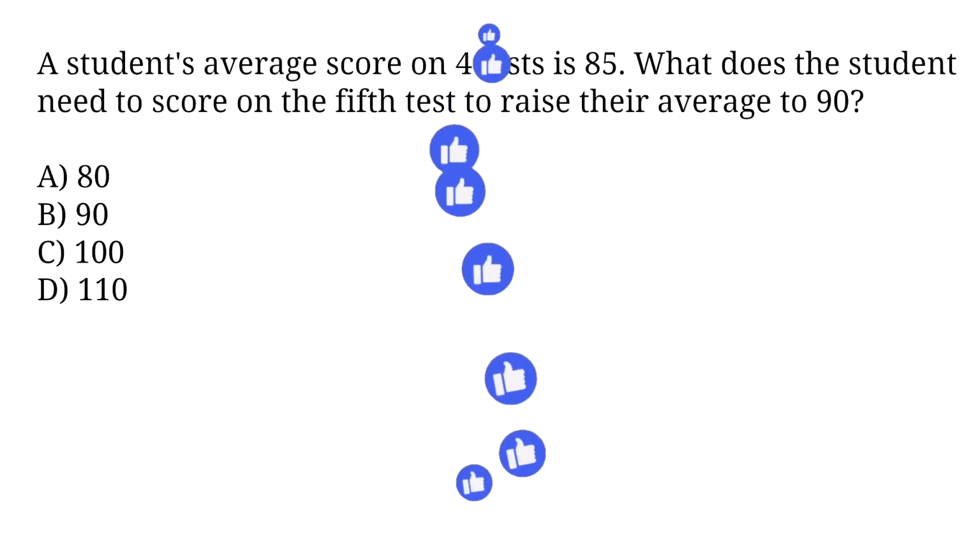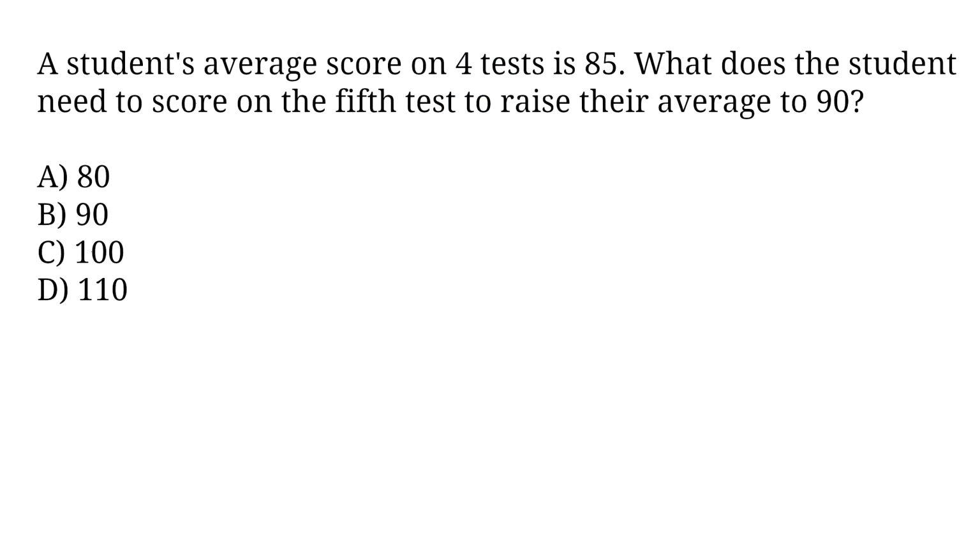A student's average score on 4 tests is 85. What does the student need to score on the 5th test to raise their average to 90? A. 80. B. 90. C. 100. D. 110. This is a typical average or mean question.